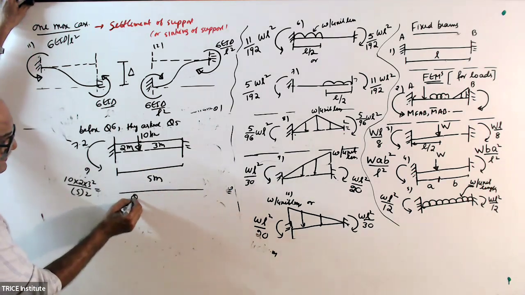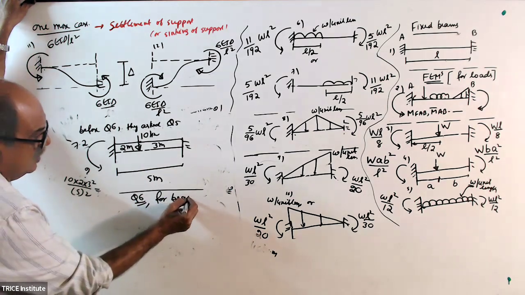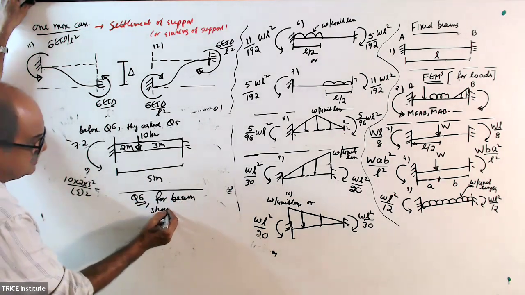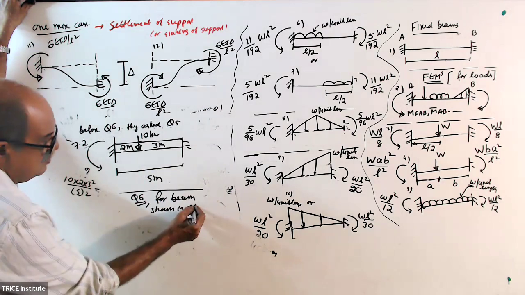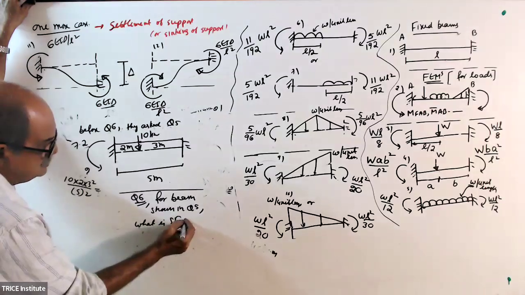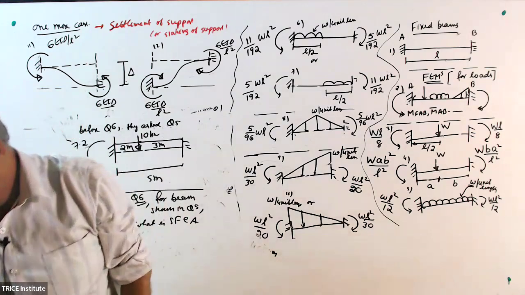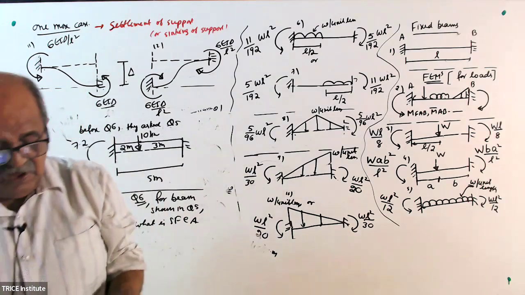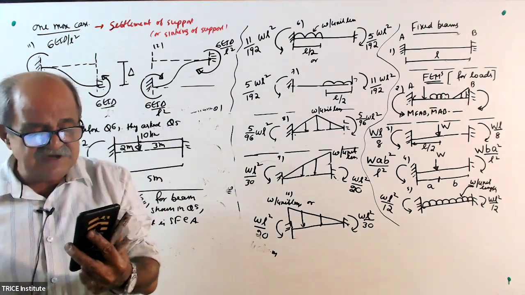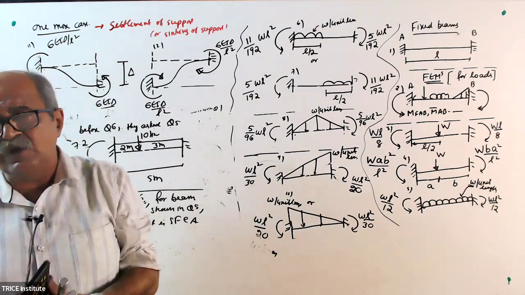Now this is question 5. Question 6 is for the beam shown in question 5. What is the shear force at A? Notice, can you see the question? Question 6 is for the question above. What is the shear force at A is the question.